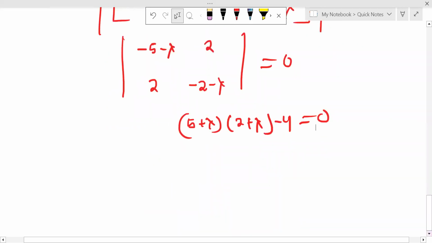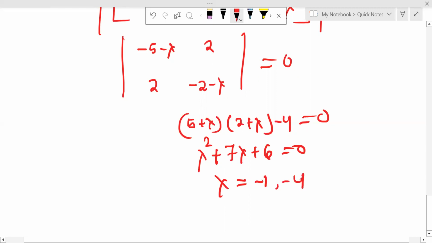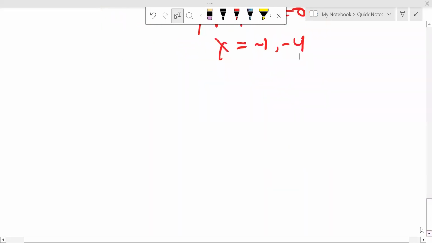Then what are the values of lambda? We can simplify this equation, and that gives lambda square plus 7 lambda plus 6 equal to 0. Then what are the values of lambda? Lambda is equal to -1 and -6. These are called the eigenvalues.